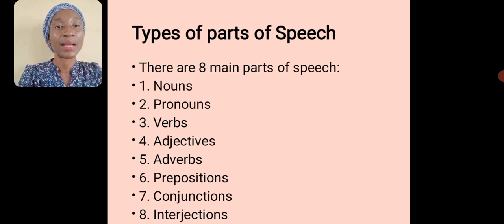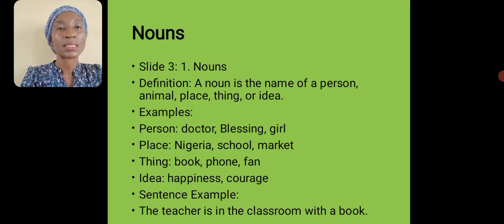Like I said before, there are basically 8 parts of speech in English grammar, and they are nouns, pronouns, verbs, adjectives, adverbs, prepositions, conjunctions, and interjections. These are the 8 parts of speech we have in English grammar. Now, let's start with the first one.